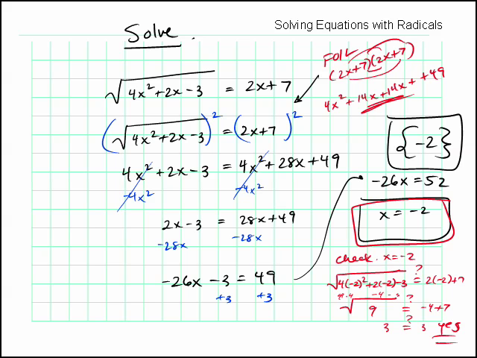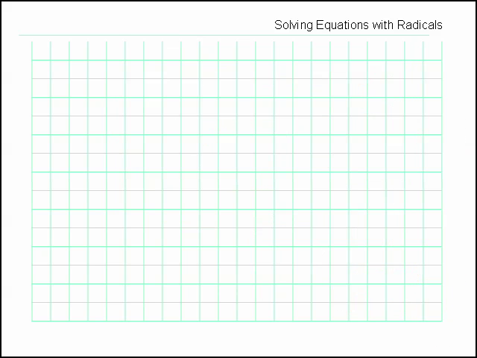Okay. Let's look now at an equation where we actually have two different radicals. These tend to be the most difficult type simply because they take quite a few steps to solve. Square root of 5x plus 6 plus square root of 3x plus 4 equals 2.